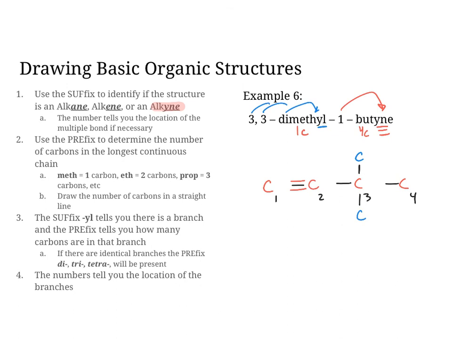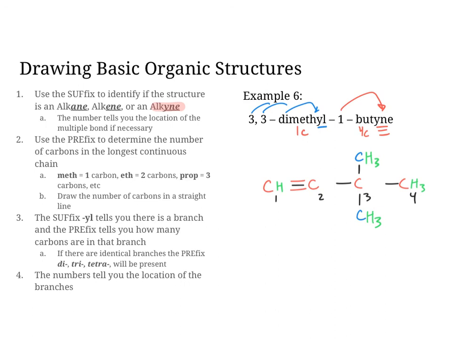Now I'm going to go back and add my hydrogens. Carbon number 1 is participating in a triple bond, so it only needs 1 hydrogen. Carbon number 2 has 4 bonds, so we're good. Carbon number 3 also has 4 bonds, we're good. Carbon number 4 has 1 bond, so we're going to add an H3. One of the methyl branches needs an H3, and the other methyl branch needs an H3.